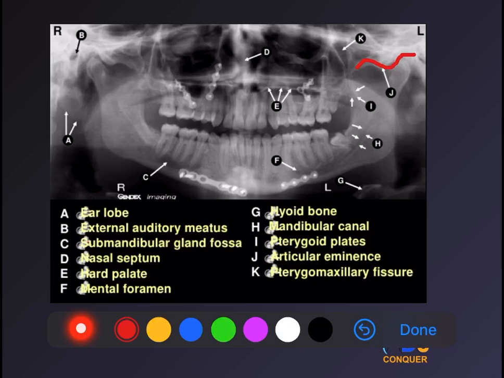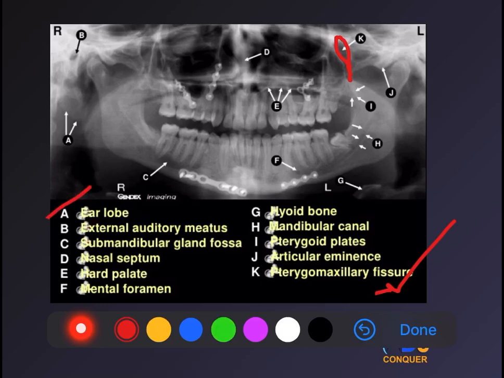And K is the pterygomaxillary fissure. One of the important anatomical structures which can be asked is K, the pterygomaxillary fissure. It appears as an inverted pear shape. It is at the level of the third molar in the maxilla. Over that, it is seen as an inverted pear shaped structure, and this is very important. So pterygomaxillary fissure, do underline that. I think the rest you are pretty aware of.